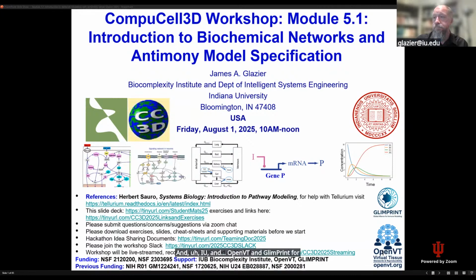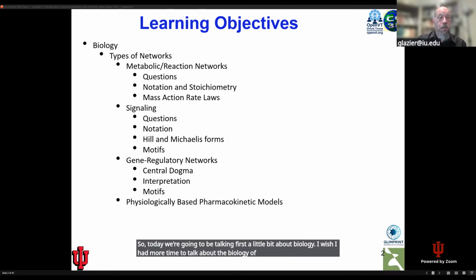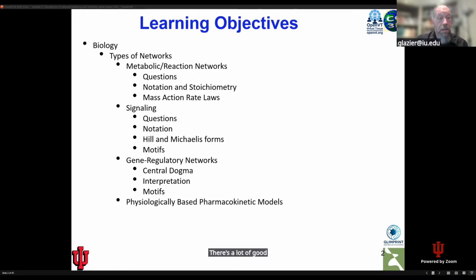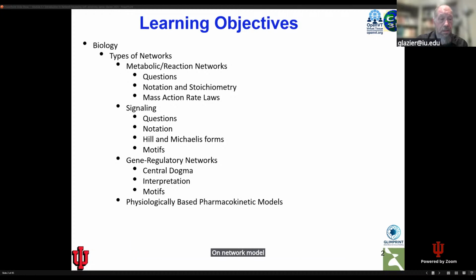So today we're going to be talking first a little bit about biology. I wish I had more time to talk about the biology of networks. There's a lot of good material online. There are many good textbooks on this. I especially recommend Uri Alon's textbook. It's quite good. There also is an online Caltech course on network modeling. Herbert teaches a summer course on network modeling at University of Washington. That's very good. A lot of that's available online.